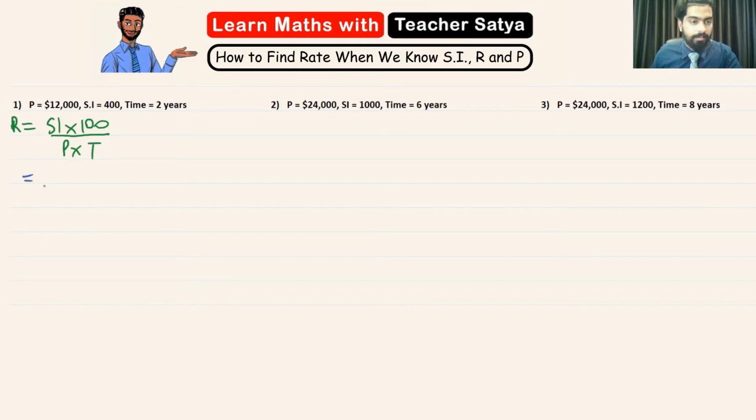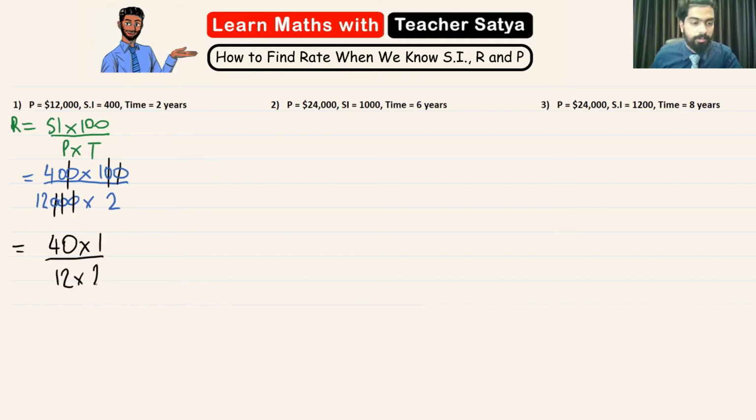Now what do we have here? The SI is equal to 400 multiplied by 100 over the value of P is 12,000 multiplied by the time is 2 years, right guys? Now it becomes very simple because we can easily simplify these two zeros and then this 0, right guys? Now what we would have on the top is 40 multiplied by 1 over 12 times 2, right guys?